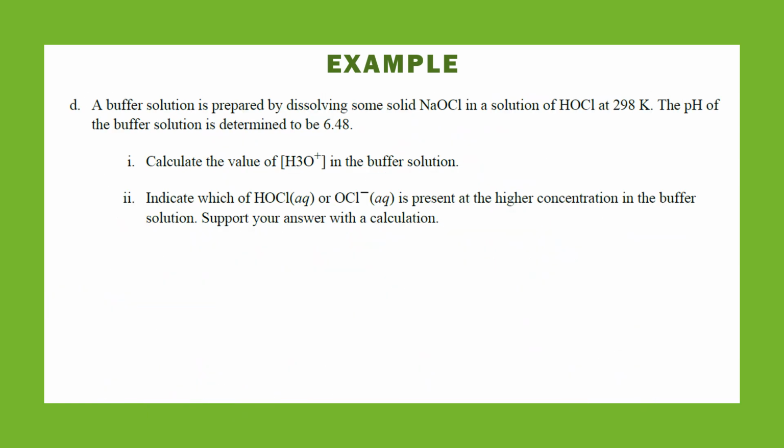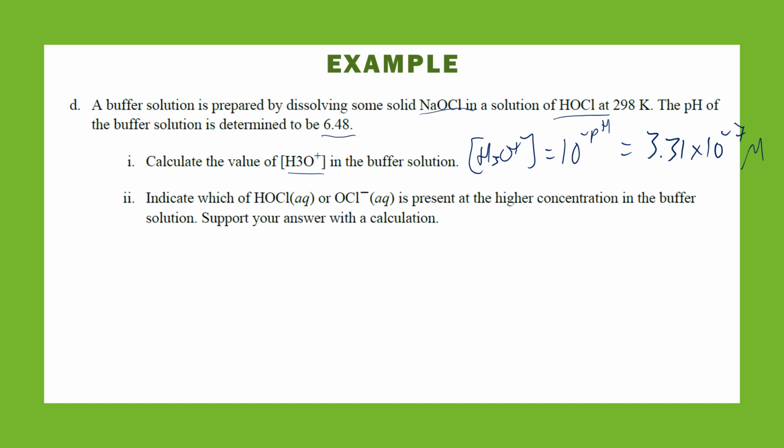Now for part D here, a buffer solution is prepared by dissolving some of that sodium hypochlorite in a solution of the hypochlorous acid. The pH of the buffer solution is determined to be 6.48. Calculate the value of H3O plus. So for pH, H3O plus is equal to 10 to the negative pH. So that makes this calculation really simple. You just do 10 to the negative 6.48. You get that the H3O plus concentration is 3.31 times 10 to the negative 7.